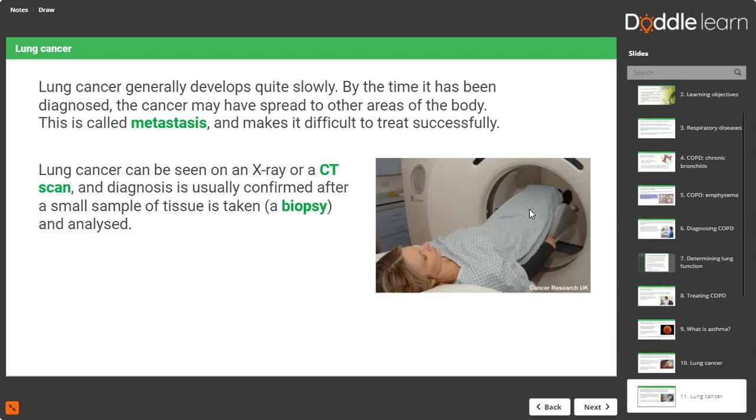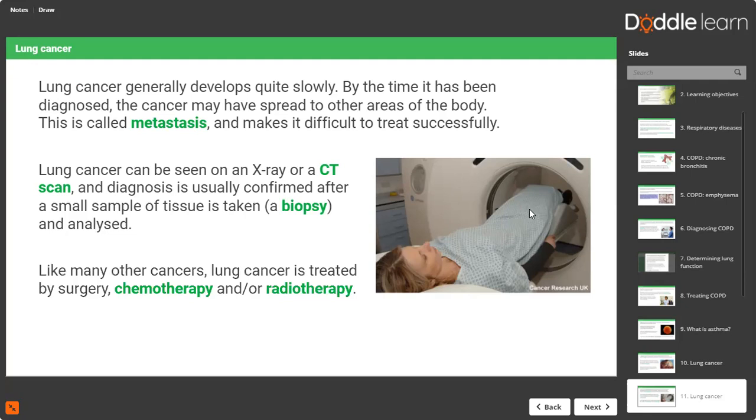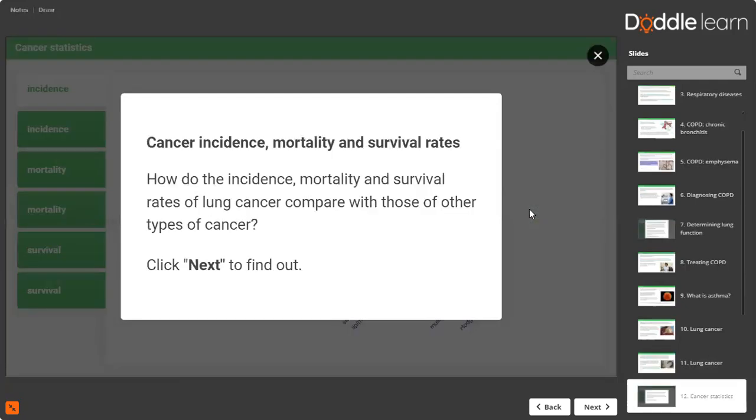Lung cancer can be seen on an X-ray or a CT scan, and diagnosis is usually confirmed after a small sample of tissue is taken, which is a biopsy. So a long needle would be inserted through the chest, between the ribs, through the pleural cavity, into the lungs, and then aspirated. We would take out a very small amount of tissue and analyse that. And like many other cancers, lung cancer is treated by surgery, chemotherapy, and or radiotherapy.